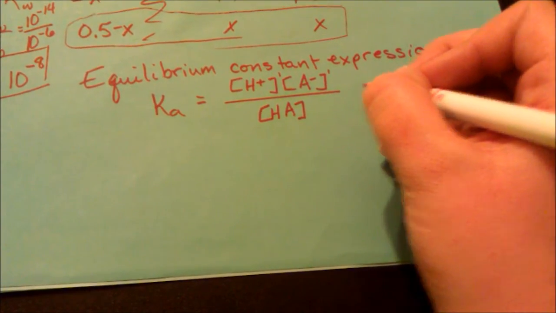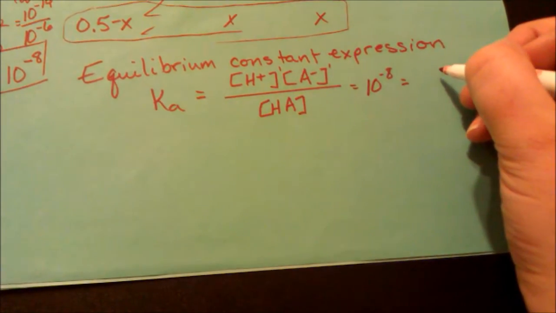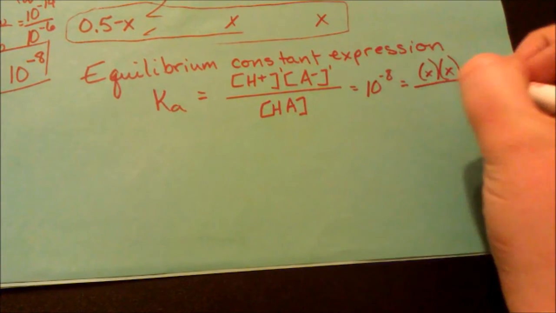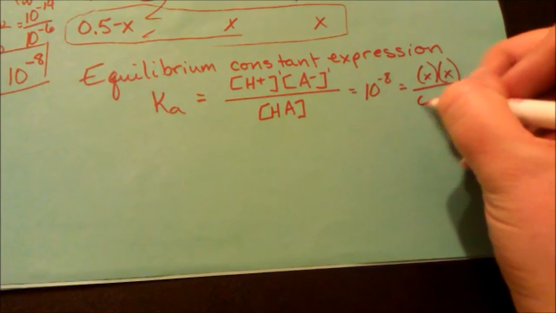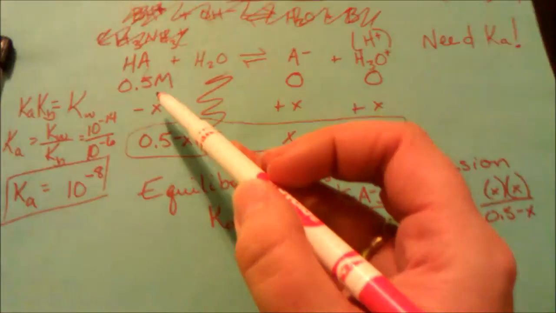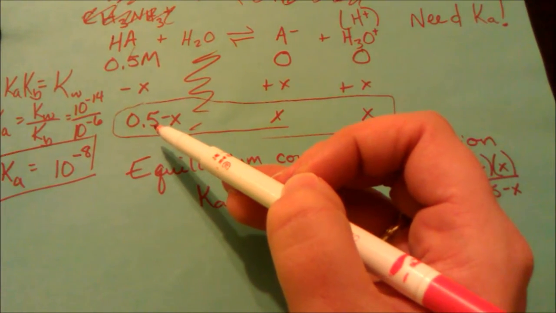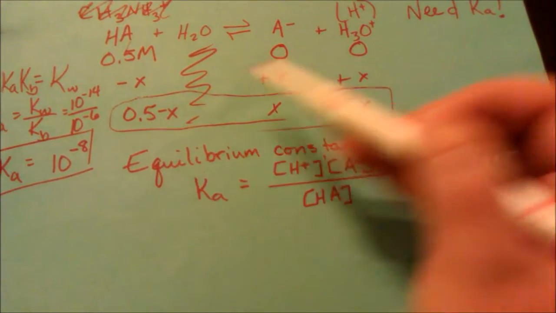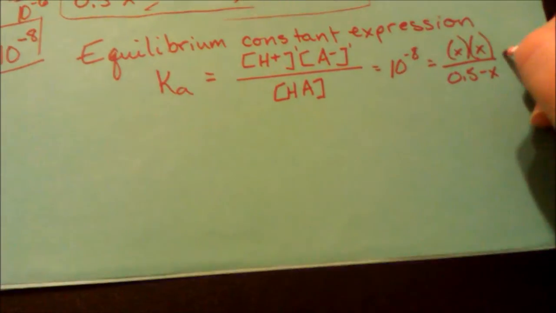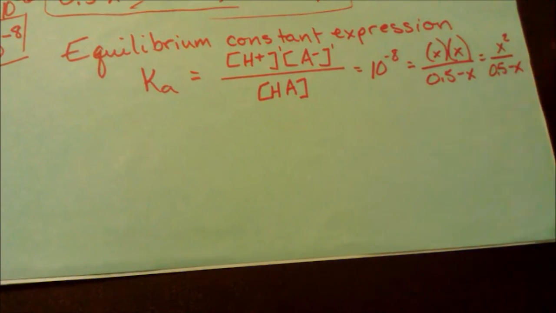And I can plug in all the stuff I know, which is that Kb is 10 to the negative 8th, and it's equal to my concentration of protons times my concentration of conjugate base divided by my concentration I started with of HA minus the X that turned into conjugate base and protons. Okay, so this is the same thing as x squared over 0.5 minus x.